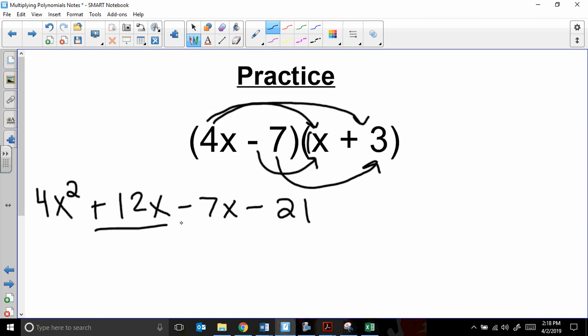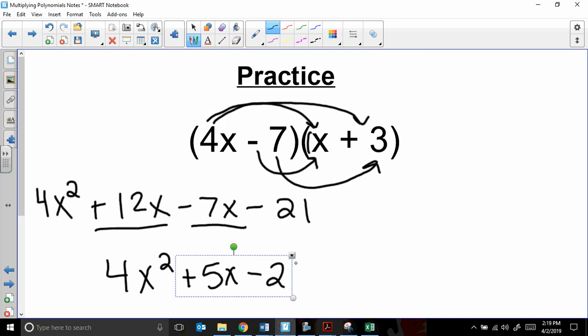Now we're going to combine like terms. So we got 4x squared, and combine your 12x minus 7x, say positive 5x minus 21.